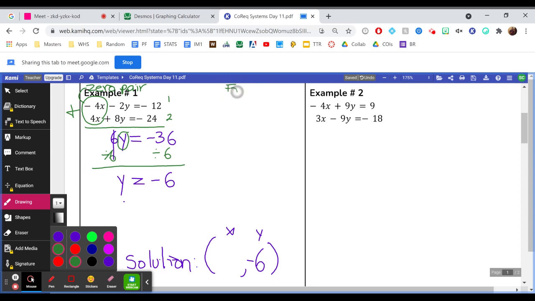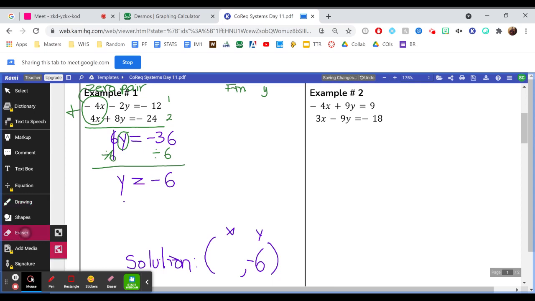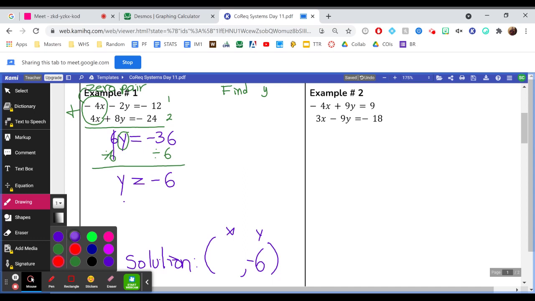Now I need to look for my x. So I'm going to find my x value. Okay, so I could use either of the two equations. In this case, I'm going to use equation number 2. And equation 2 is 4x plus 8y is equal to negative 24. Now, instead of y, I'm going to put negative 6.